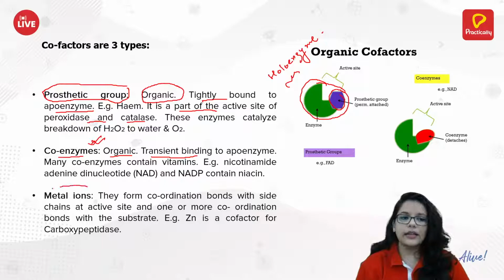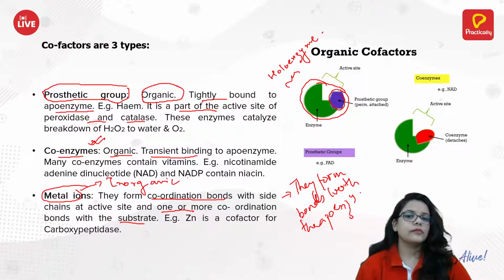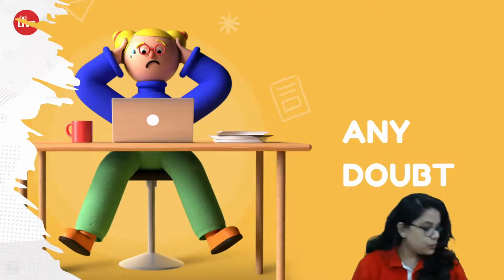And finally, there are metal ions. This is inorganic in nature. They form coordination bonds with the side chains at the active site and one or more coordination bonds with the substrate. They just form bonds with the apoenzyme. Okay, so that is how it works.